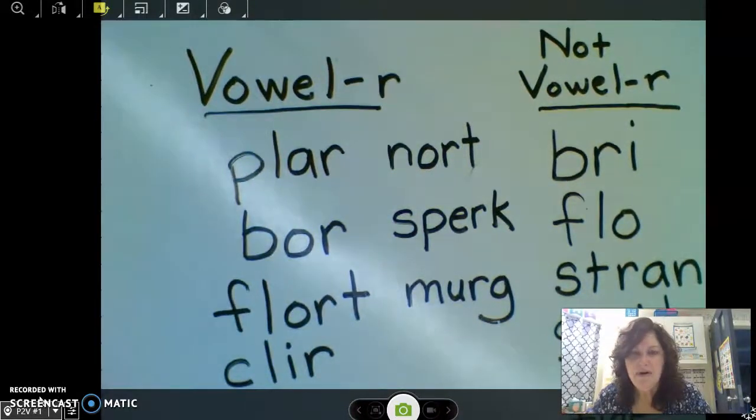Okay, friends, remember, good readers are always looking for those syllable type patterns to help them figure out new words.